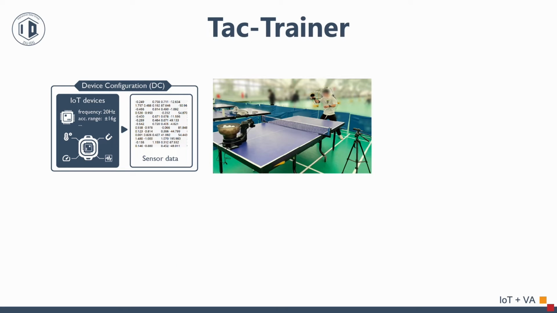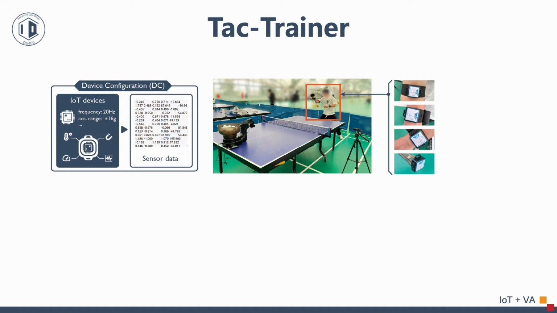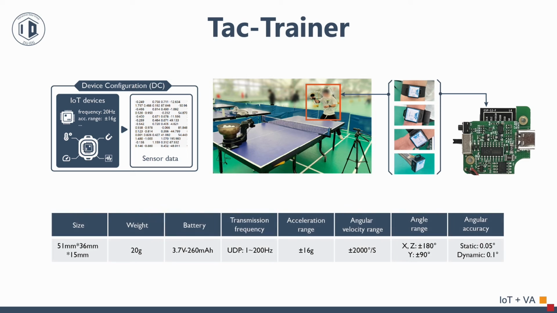Result visualization visualizes the process and the results of data interpretation and training optimization for coaches to analyze. In device configuration, we used four devices fixed on the racket, the right wrist, the right arm, and the left wrist, respectively. Each device contains a 9-axis gyroscope. The parameters of the devices are presented in the table below.